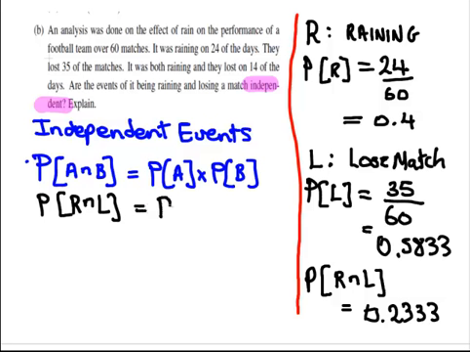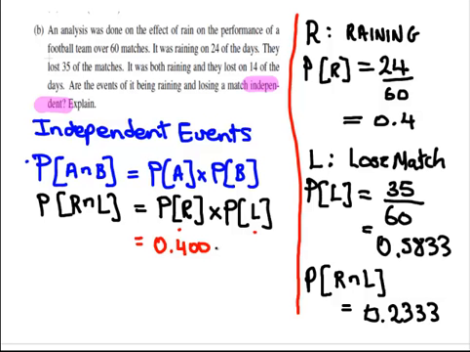And actually, we'll just work on the basis of, let's multiply this out. So the probability is 0.4000, just put everything to 4 decimal places, times 0.5833, and that actually does work out to be 0.2333. So we actually would say yes, independent.